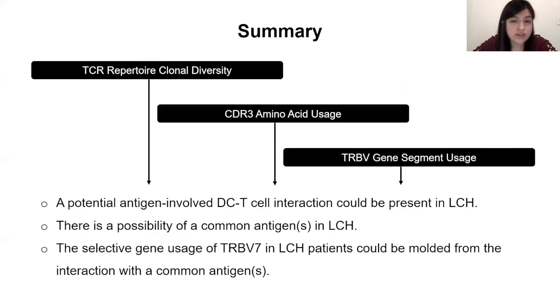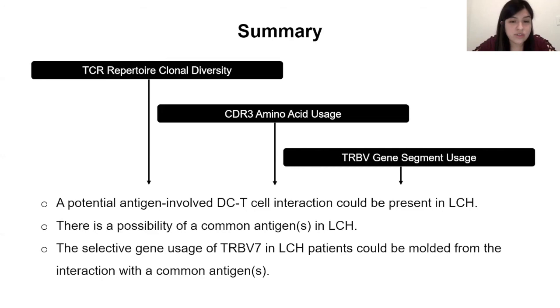So to conclude, our data suggests that a potential antigen-involved DC T-cell interaction could be responsible for the clonal expansion observed in the LCH lesion T cells. As similar CDR3 epitopes were observed among LCH patients, there is a possibility of a common antigen in LCH. And the selective usage of TRBV7 in LCH patients could be molded from their interaction with a potential common antigen.